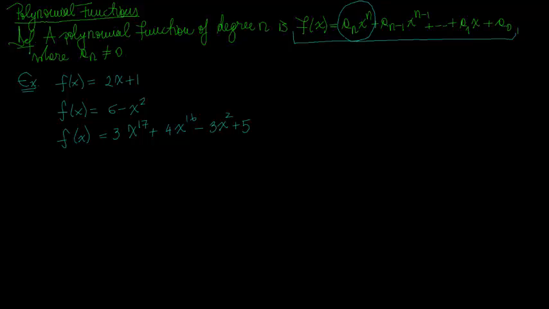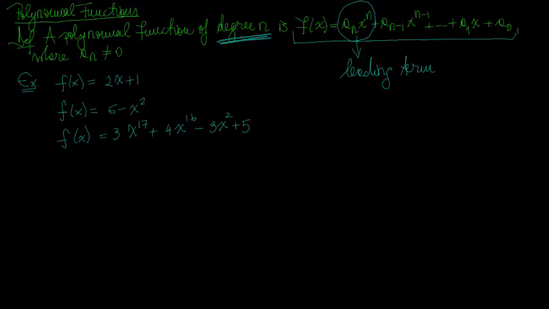The term that contains x to the highest power is going to be called the leading term of the polynomial, and the corresponding coefficient is going to be called the leading coefficient. The highest power of one such term also determines the degree of the polynomial. So if n in this case is the highest power of the polynomial, then the polynomial will have degree n.